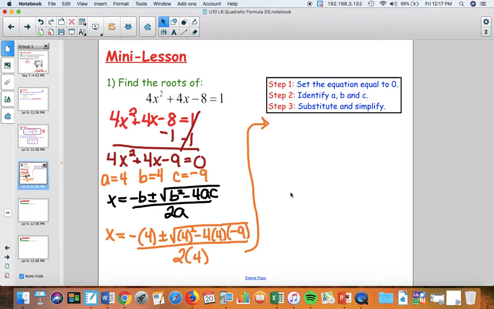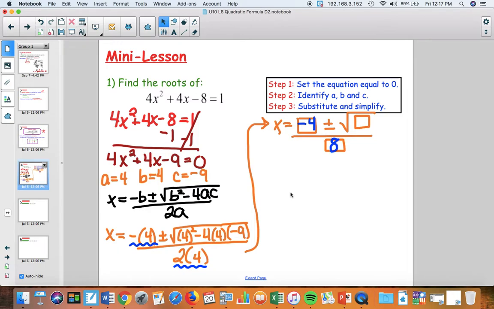Remember, we want to get 3 numbers from this. We want x equals a number in that box. We want the number underneath the radical. And we want the number in the denominator. Okay? So let's fill in what those numbers are. So here we have a negative 4. So this is a negative 4. In the denominator, we have 2 times 4, which is 8.